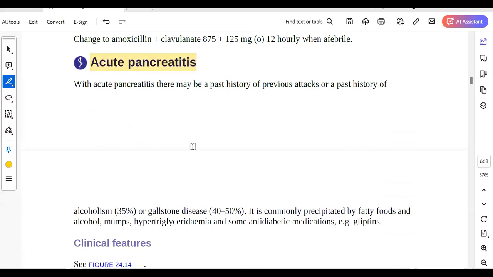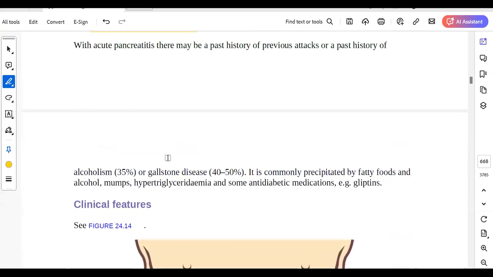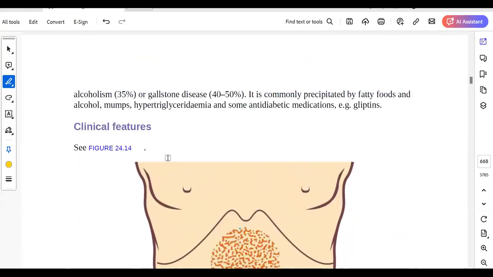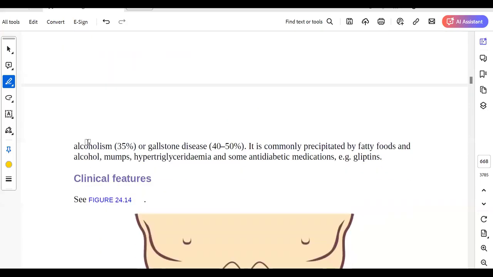Moving on to acute pancreatitis. Its most common cause at the moment is history of alcohol. Although in JM it says gallstone is more common, in Australia or in the Western countries, alcohol is the main cause of pancreatitis, followed by gallstone.